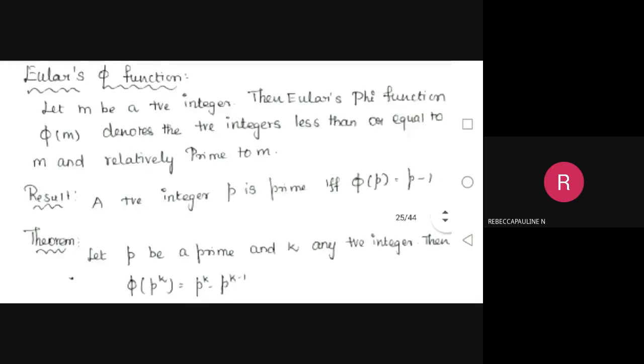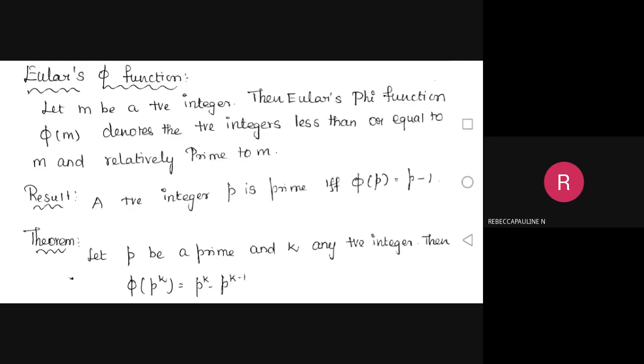Then we have the result: a positive integer p is prime if and only if phi of p is equal to p minus 1. For example, if p is equal to 11, then phi of 11 is equal to 11 minus 1, and 11 minus 1 is 10.